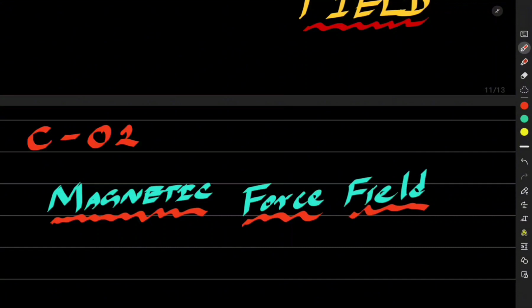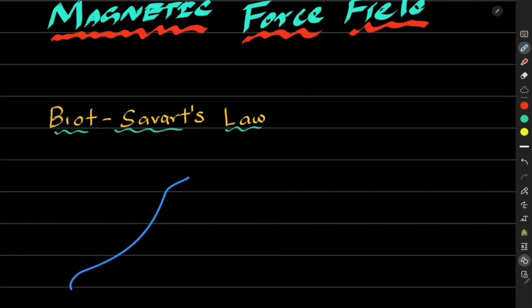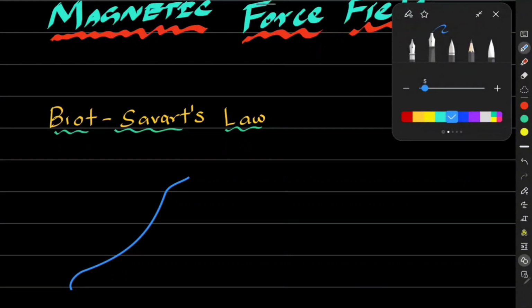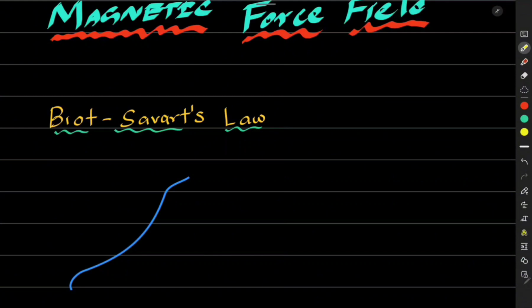To find the magnetic flux density at a point in a magnetic field formed around a current carrying conductor, we use Biot-Savart's law. Let's consider a wire. This is a current carrying conductor. And there is a point here. Let's take this point as P. We need to find the magnetic flux density at this point due to the magnetic field formed around the current carrying conductor. In this conductor, the flowing current is I.